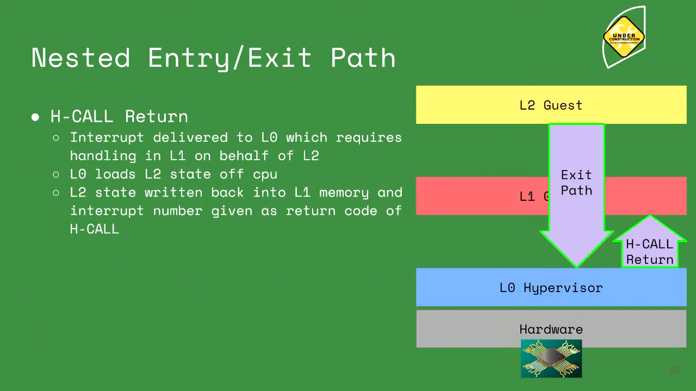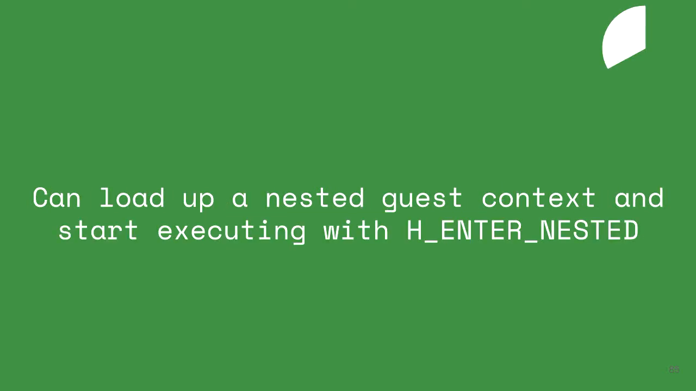But of course, at some point, an interrupt's going to need handling in level 1, because remember again, level 1 performs most of the hypervisor functionality for its level 2 guest. So what we do is level 0 loads the level 2 state back off the CPU and writes it directly back into level 1 memory. The interrupt number is then given as a return code from the H-call. So what we needed was a nested guest entry exit path, a way to get from level 1 into the level 2 guest. And we've done this by introducing this H-call, H_ENTER_NESTED, and so we have our first puzzle piece.